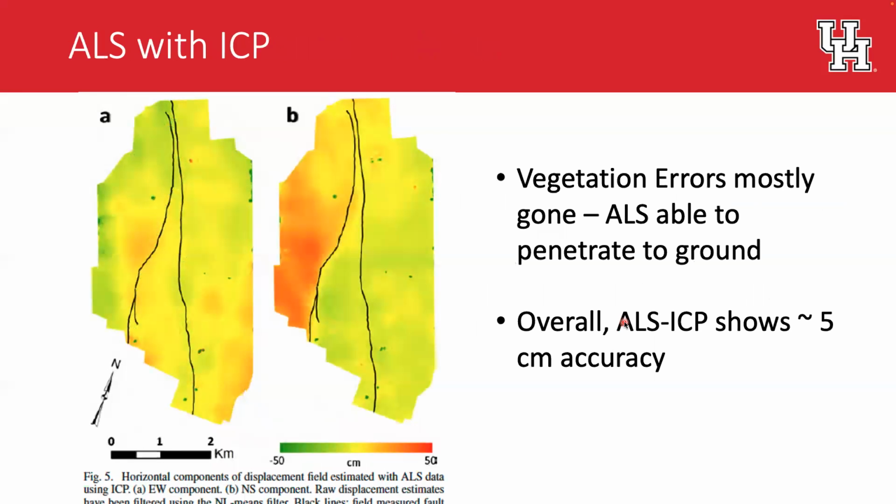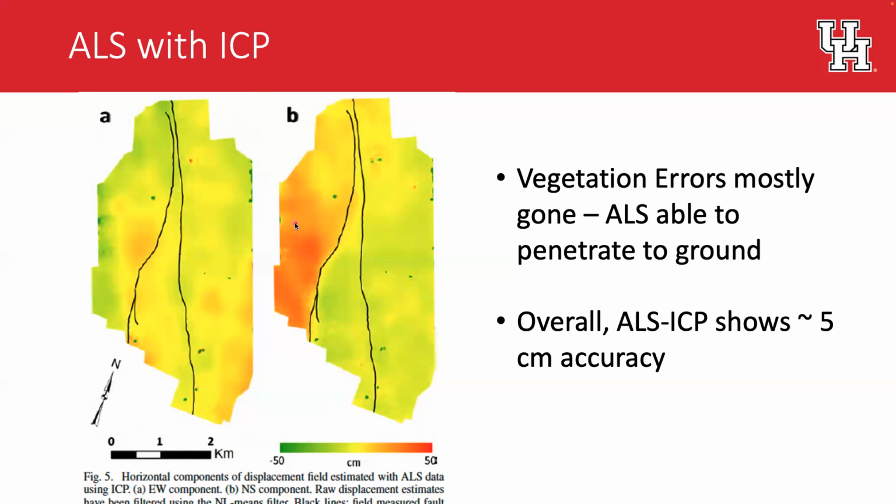Next step then is, okay, well, instead of using the imagery, let's go to the ALS. And the advantage of the ALS, of course, is you have multiple returns, and so you can get through the vegetation and actually get to the ground. And so we're able to just use a ground model and get rid of any of the vegetation effects. And when we do ICP on that, we're able to get down to approximately 5-centimeter accuracy in terms of measuring the earthquake displacement.